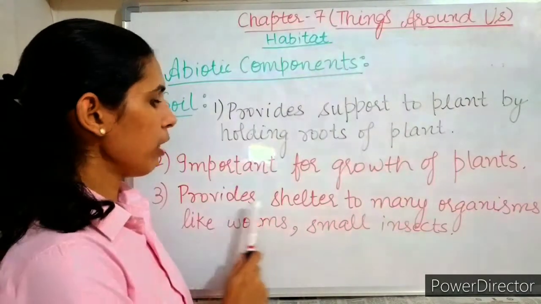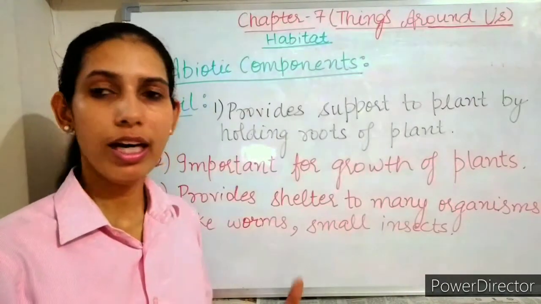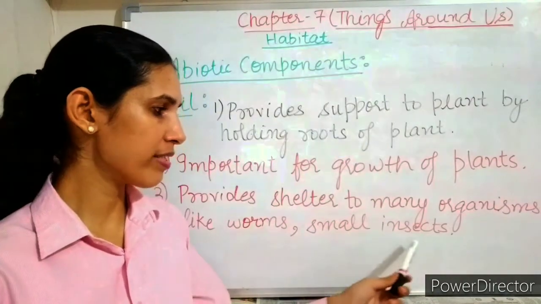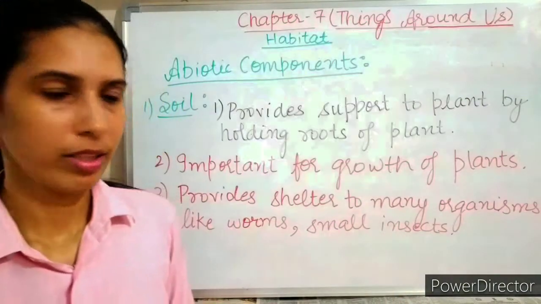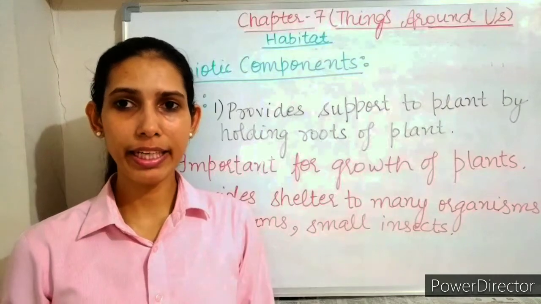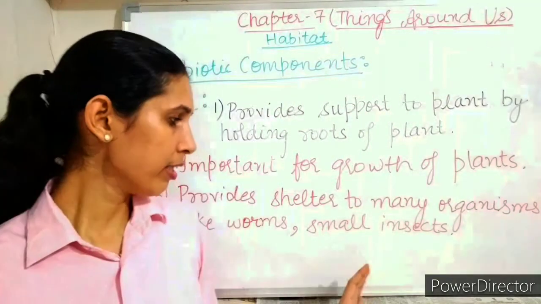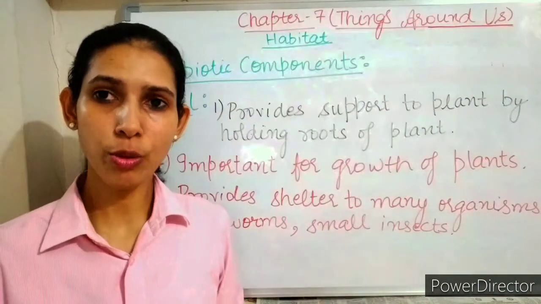Third, soil provides shelter to many organisms like small worms like earthworms and many small insects, etc. Between the soil particles, there are pores. The air trapped between these pores helps plant roots and these small organisms to breathe.